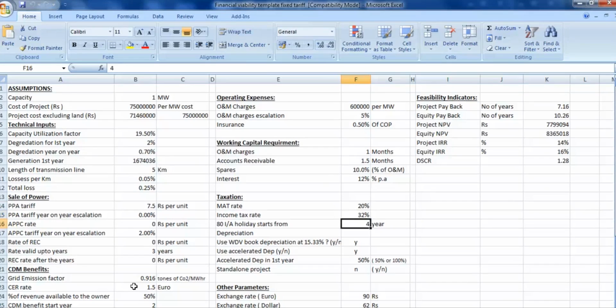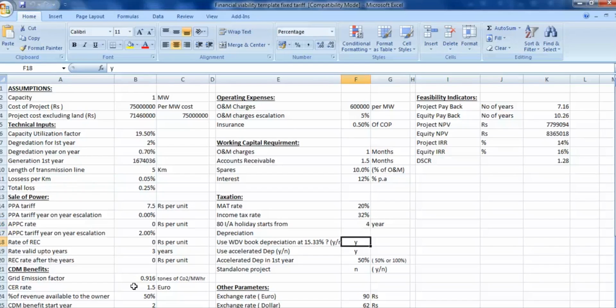Now, as discussed earlier, we have to start the 80IA holiday from the 4th year onwards, because there will be depreciation available till the 4th year, and there will be negative profits. So from the 4th year to the 14th year, we take the benefit of 80IA under the Income Tax Act.